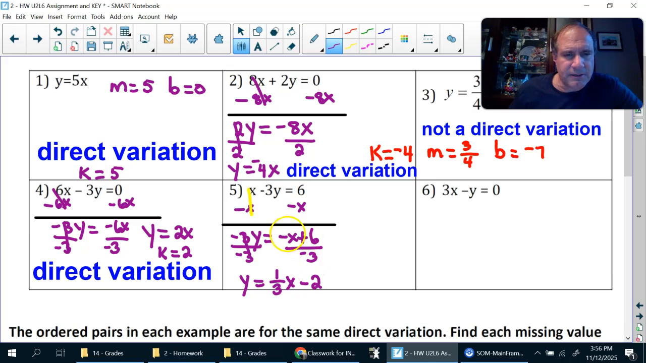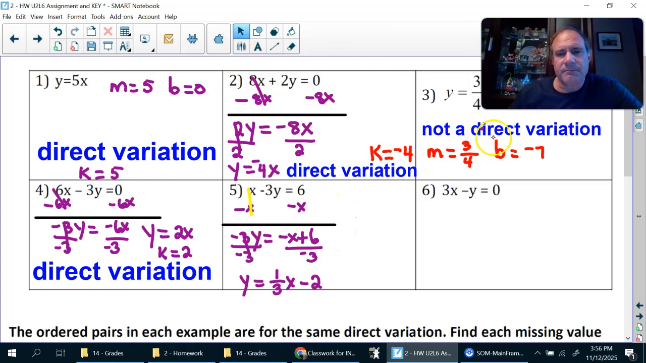That's when the division here is the 1. Negative 1 over negative 3 is 1/3. So this, like I said, is not a direct variation because, again, it has a y-intercept of negative 2. The y-intercept for direct variation always has to be 0.